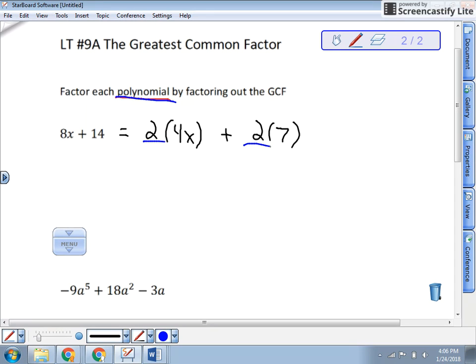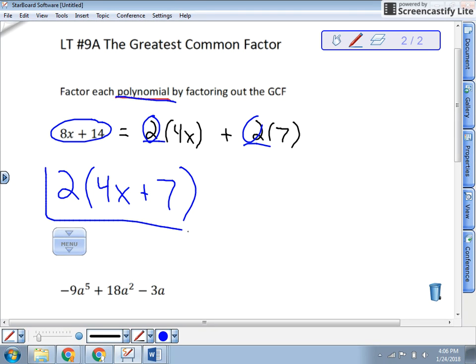Now here's the key. This is how you're going to have to rewrite these. Since each term has a 2, I take it out. It's kind of the reverse of distributing. So I'm taking a 2 out of the 8x and the 14. Well, then what would be left? If I take out a 2 from 8x, I'm going to be left with a 4x. Again, I'm taking out this 2 right here. What am I left with? It's a plus sign and 7. So this is how our answer looks.